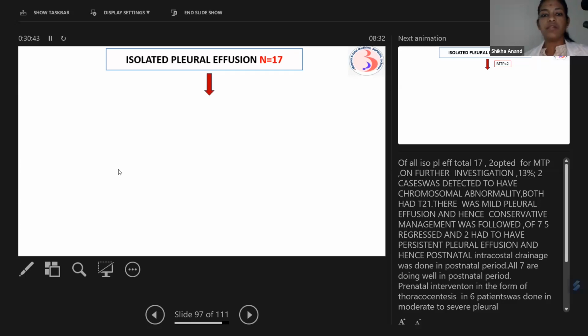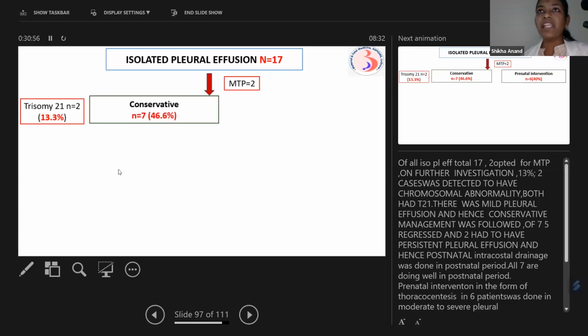2 opted for medical termination of pregnancy. On further investigation, 13%, that is 2 cases, were detected to have chromosomal abnormality. Both had trisomy 21. There was mild pleural effusion in 46.6%, that is 7 cases. Hence, they were managed conservatively. About 40% had a severe pleural effusion, hence required prenatal intervention.